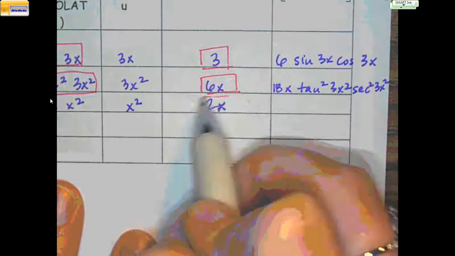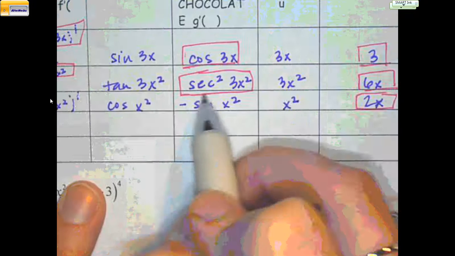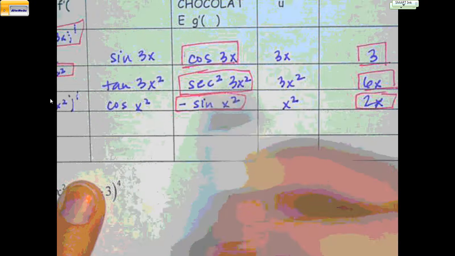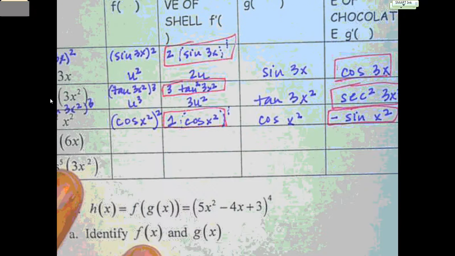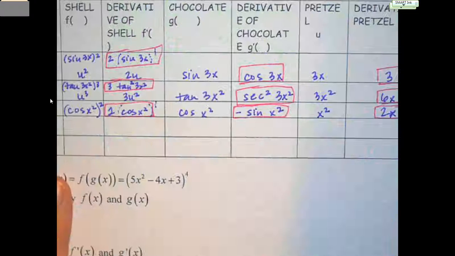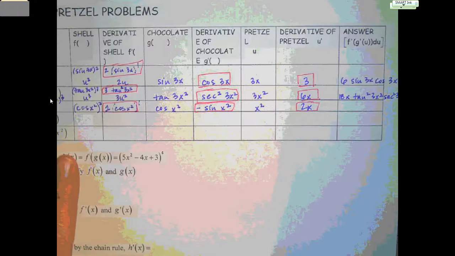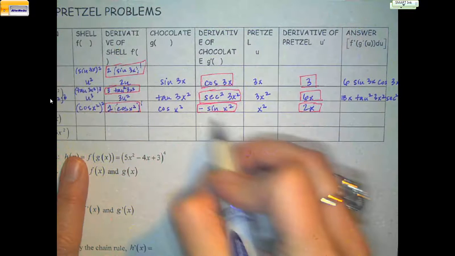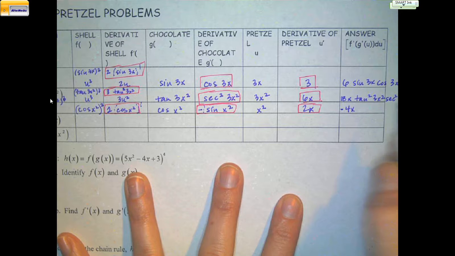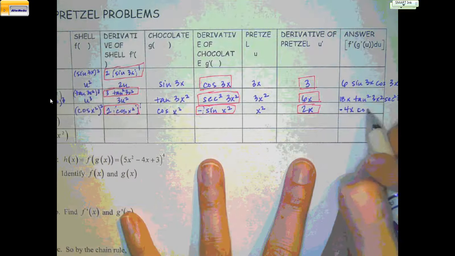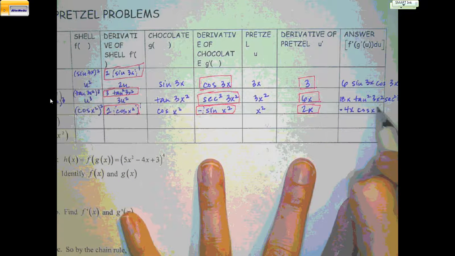So I multiply 2x times negative sine x squared times 2 times cosine x squared. So if I want to kind of simplify as I go, I've got 2 times a negative, there's a 1 there, times 2. So I've got negative 4x times cosine x squared times sine x squared.